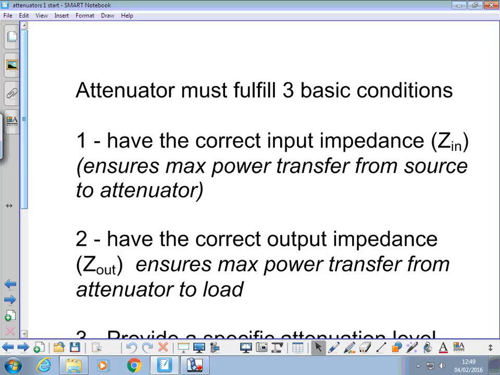So, one of those example networks that we are going to have a look at is the attenuator. Pause that there, I think.